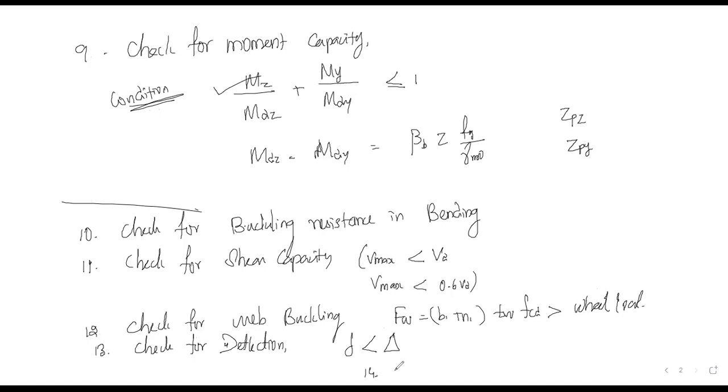Then 14th step is nothing but connection. So connection of channel section with I section by weld. Okay, so that we are going to check. So these are all the steps we are going to do further. So up to this the entire problem is getting over.